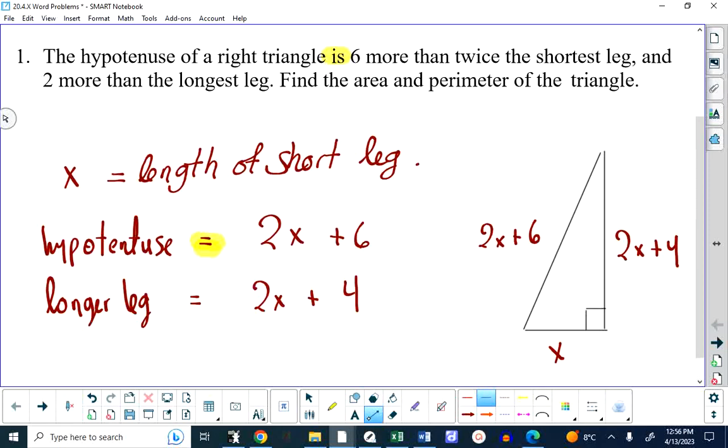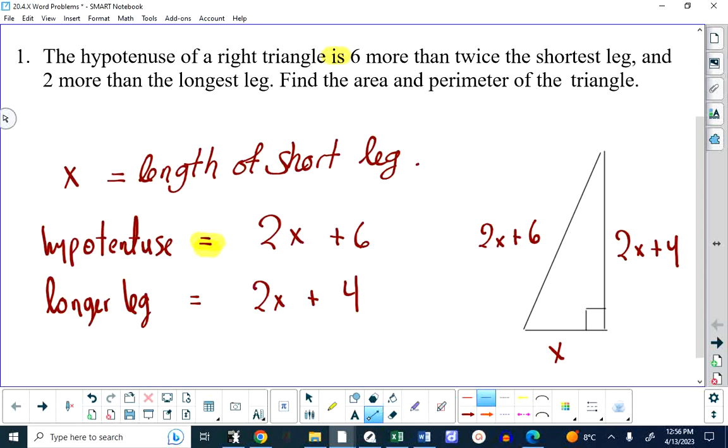How do we build an equation? I mean, I've defined all these things. Now, in order for me to find x, I need an equation. I need an equal sign with a whole bunch of x's and other stuff in it.